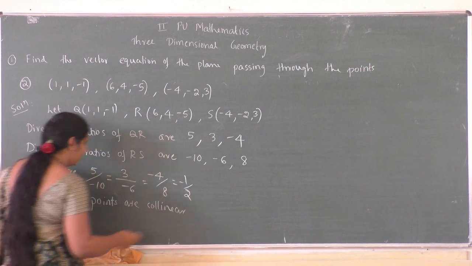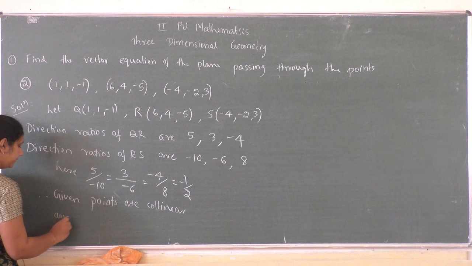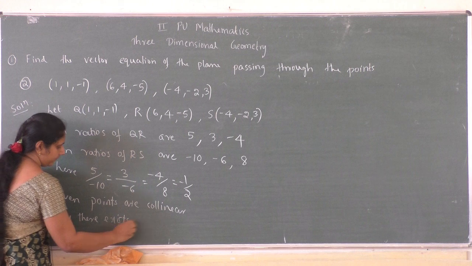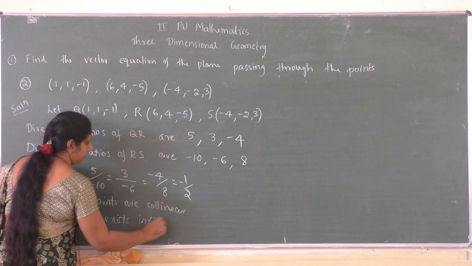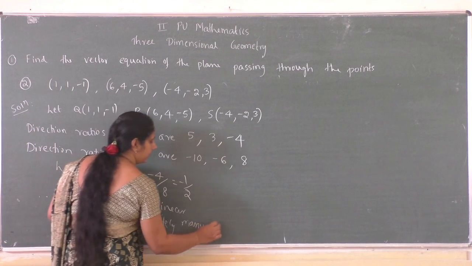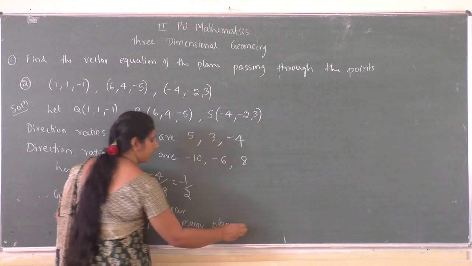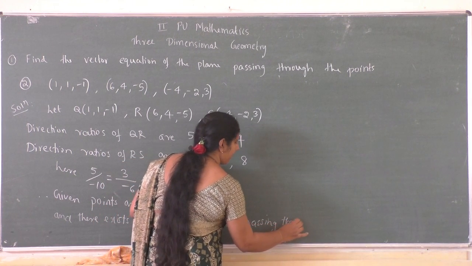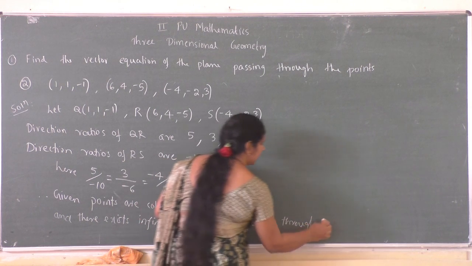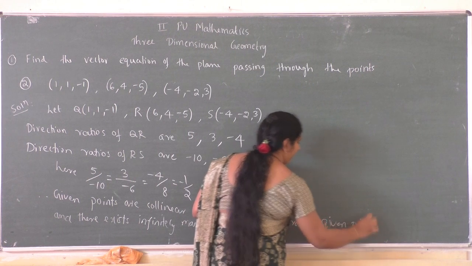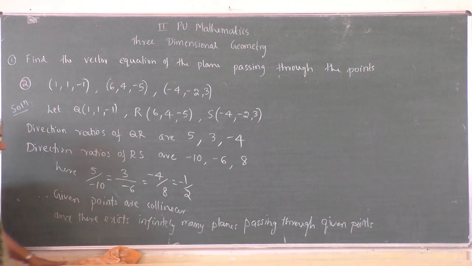The given points are collinear and there exist infinitely many planes passing through the given points. So there are infinitely many planes passing through the given points.